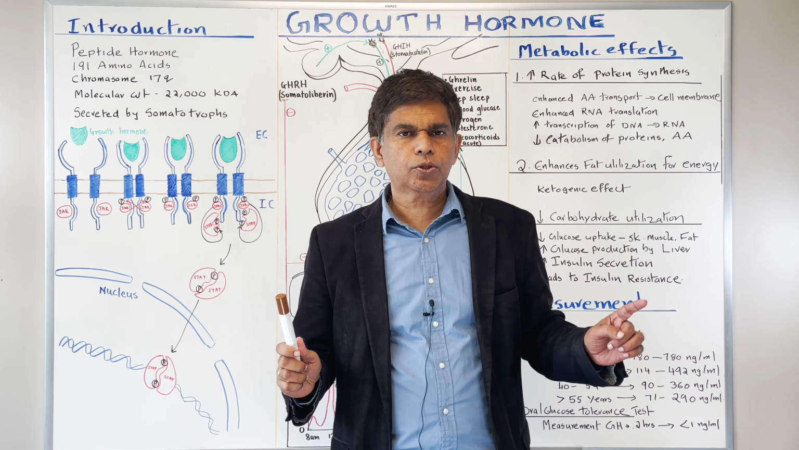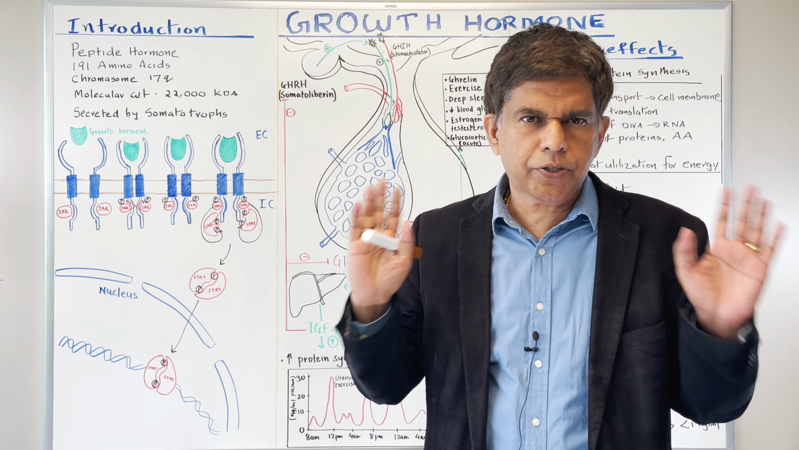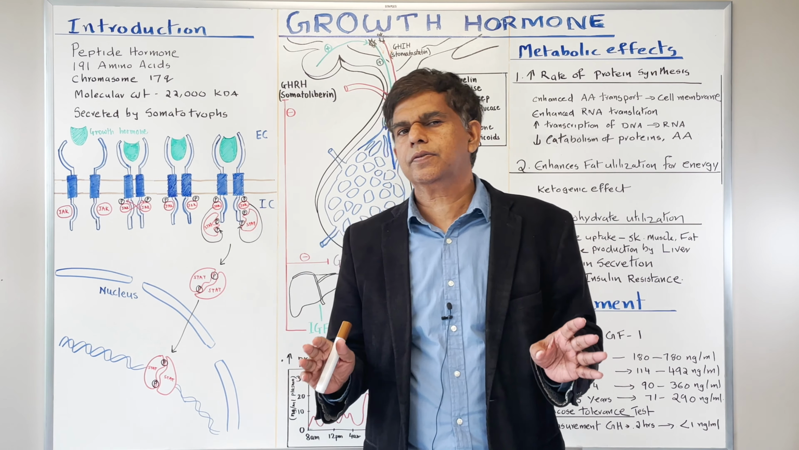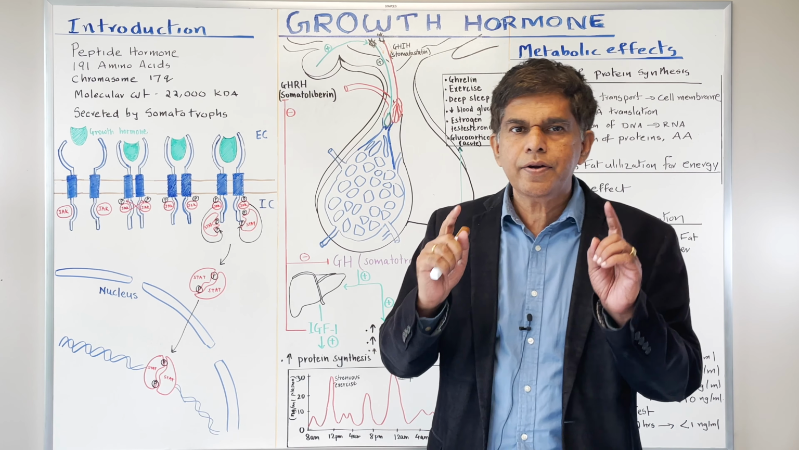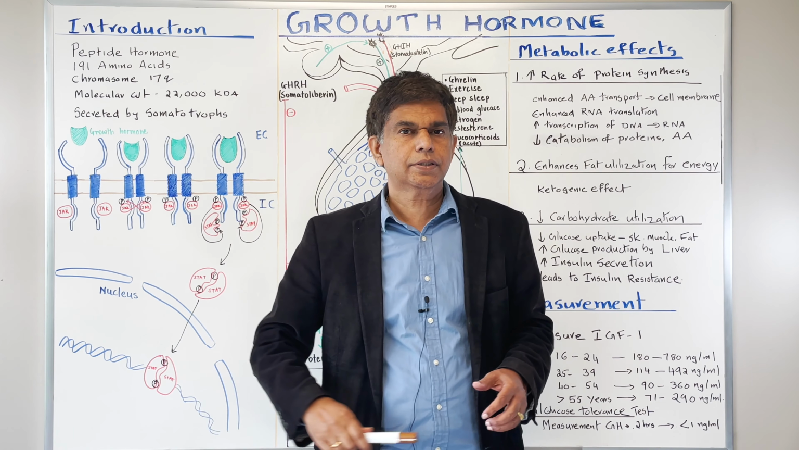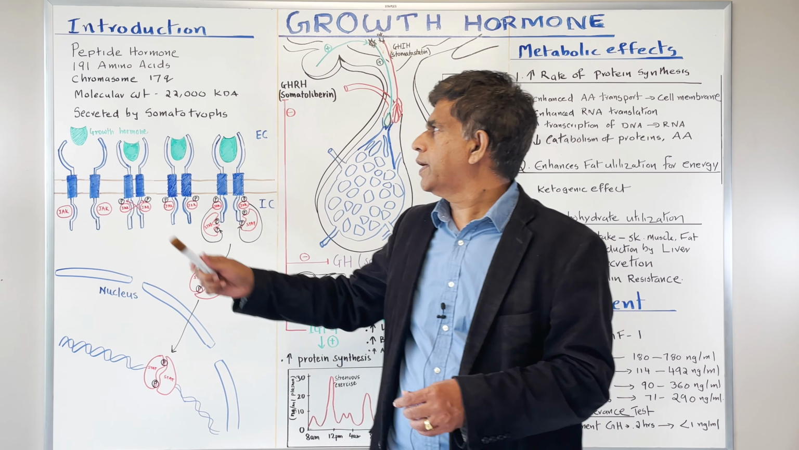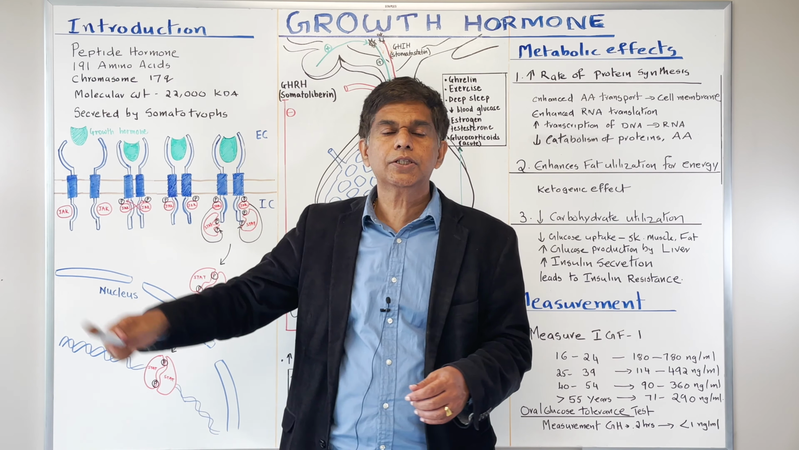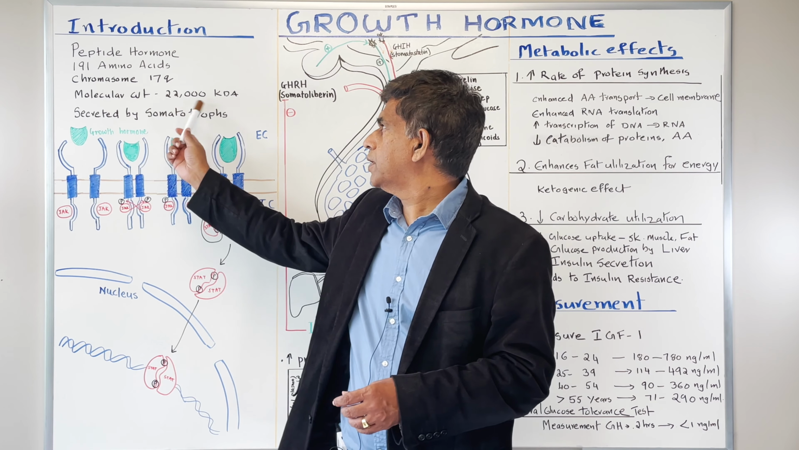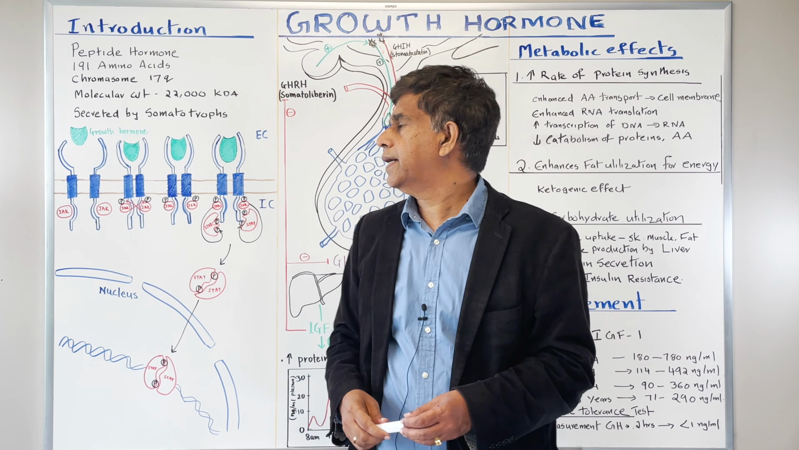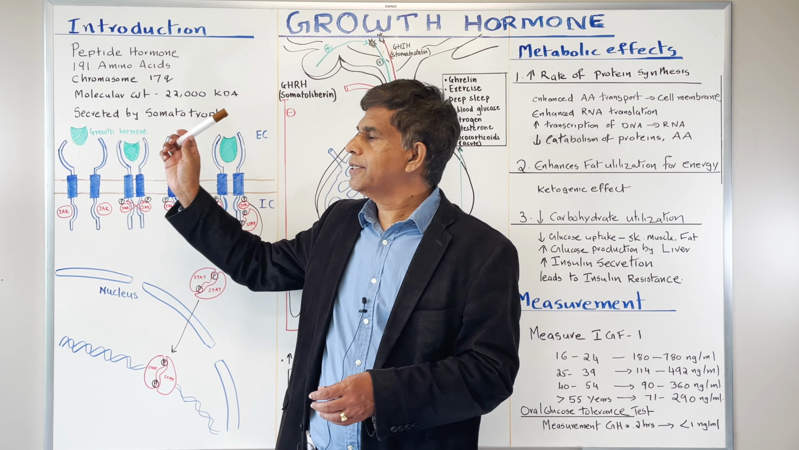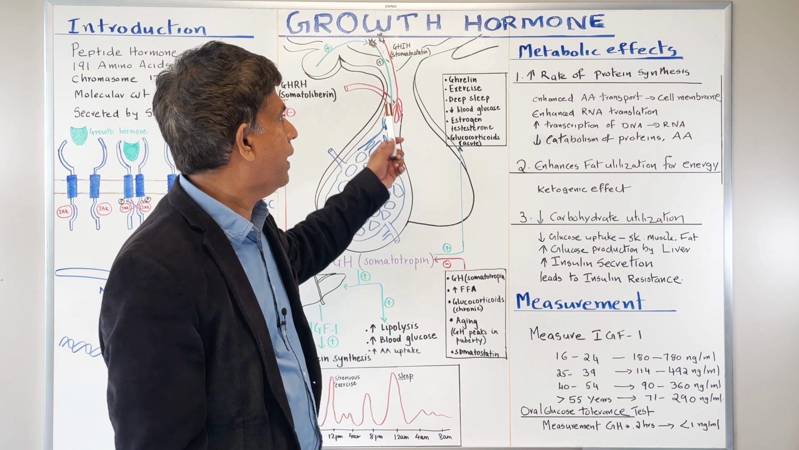When we talk about growth hormone, it's important to find out about the structure first, right? What is the structure? Of course, it's a peptide hormone, right? It's comprised of 191 amino acids. It also has some disulfide bridges, okay? And it involves chromosome 17q, its molecular weight is around 22 kDa, and it's secreted by somatotrophs.